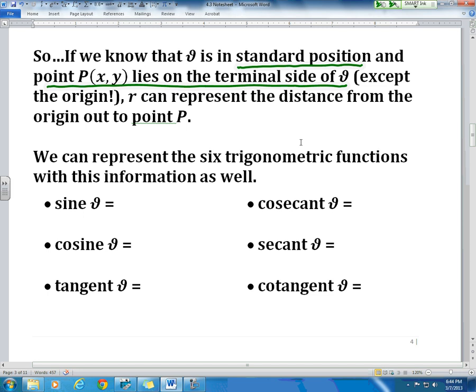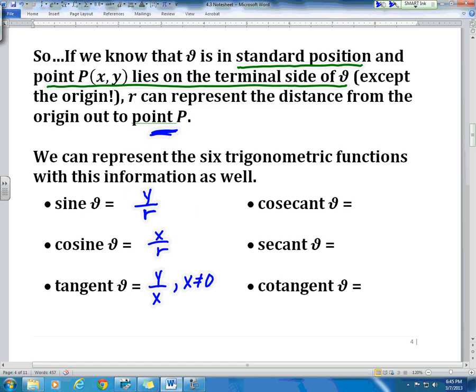We can represent the 6 trigonometric functions with this information as well. And we just developed the first 3. We said that sine is equal to y over r, cosine is equal to x over r, and tangent is equal to y over x. Here I have to make sure that I say that x can't be equal to 0. I don't have to worry about it in the first 2 parts of the definition because r, remember, is a distance. If point P is not sitting on the origin, and that's what that's saying in the definition up here, we don't have to worry about r being 0 in that denominator. Now the other 3 trigonometric functions, remember, have connections to the first 3. Cosecant of theta is the reciprocal of sine.